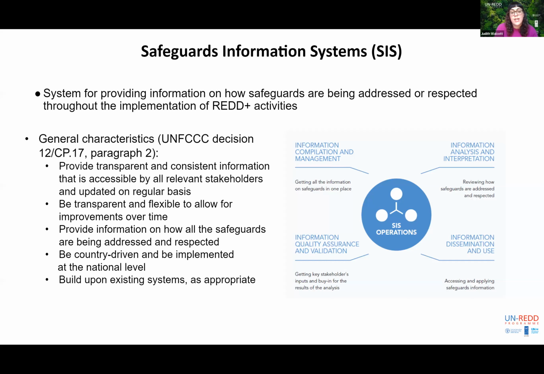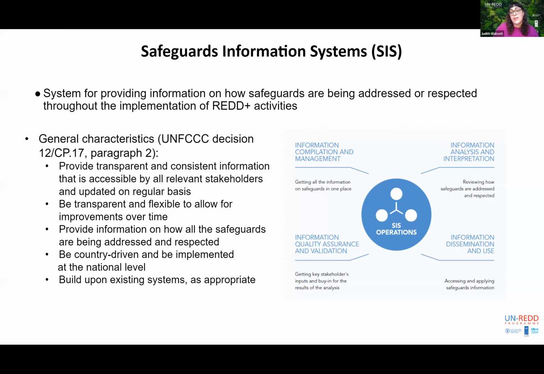The system needs to provide information on how all safeguards are being addressed and respected. So there might be certain safeguards that are considered more relevant in REDD+ implementation, but the safeguard information system needs to report on all 7 of the safeguards at minimum. But it could be up to a country or jurisdiction to develop a system that also reports on different safeguards beyond those of the UNFCCC. It must be country-driven and implemented at the national level and build on existing systems as appropriate.